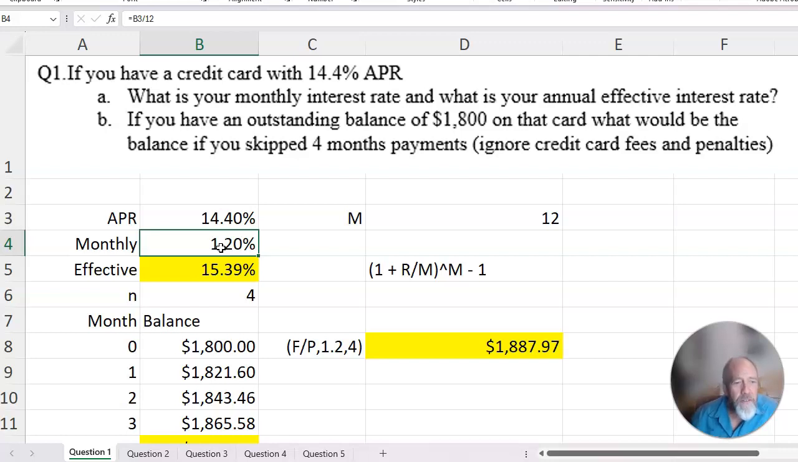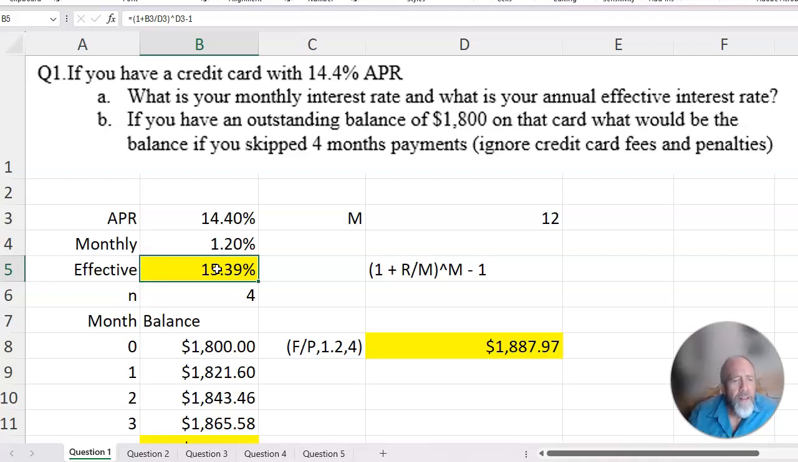And what is your annual effective interest rate? Well, this one's a little bit more challenging. You've got to use an equation, which, the full form of the equation is 1 plus R over CK, up to the C, minus 1. In this case, it's relatively straightforward. You take the APR, divide by the number of periods, which is 12, raise it to the 12th power minus 1, and that gets you 15.39.